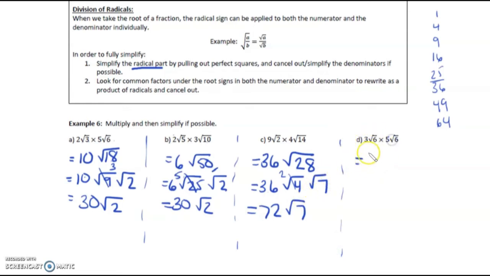Okay, so 3 times 5 is 15. And then 6 times 6, well, we can write this as root 36, but root 36 actually cancels as we learned before. So what's 15 times 6? 90.